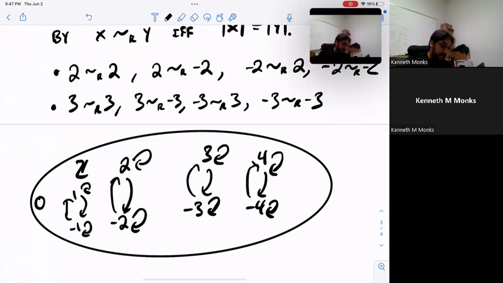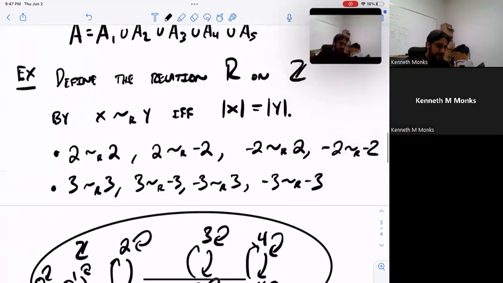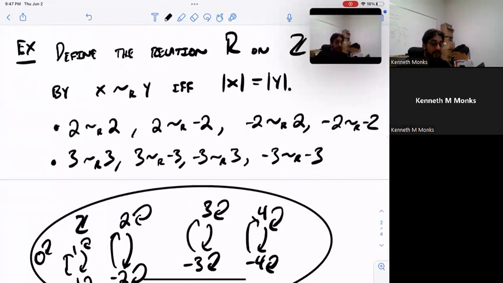And 0 actually lives by itself here, right? 0 is only related to itself. So now if you look at this, one thing we should note is this relation is an equivalence relation, right? Every number has its own absolute value, so it's reflexive. If absolute value of x equals absolute value of y, then the absolute value of y equals the absolute value of x. It's symmetric. And also if absolute x equals absolute y, and if absolute y equals absolute z, then absolute x equals absolute z. So it's transitive, right? So this is an equivalence relation.